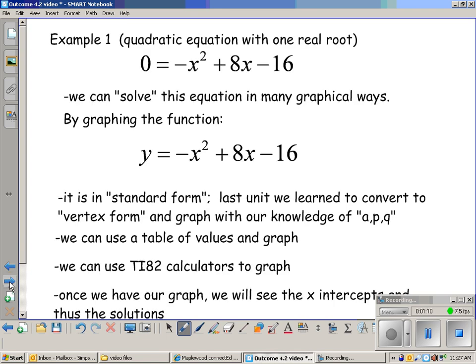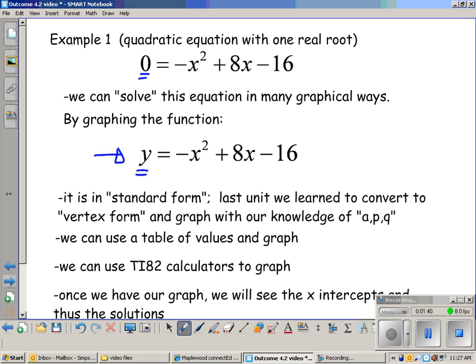The quadratic equation 0 equals negative x squared plus 8x minus 16 can be solved in many graphical ways. We can graph this function. Notice that our only difference is the function is y equals rather than 0 equals. This is in standard form. In last unit, we learned to convert from vertex form and graph with our knowledge of a, p, and q.